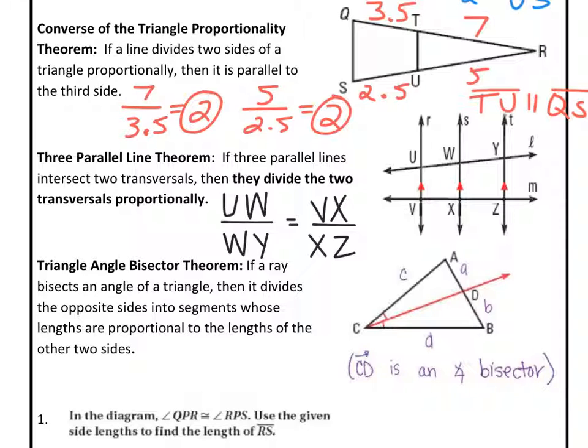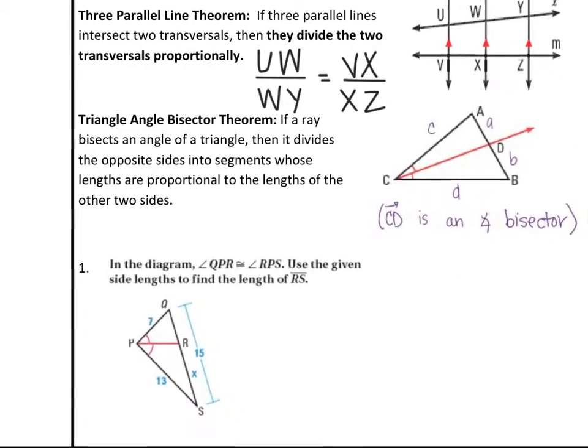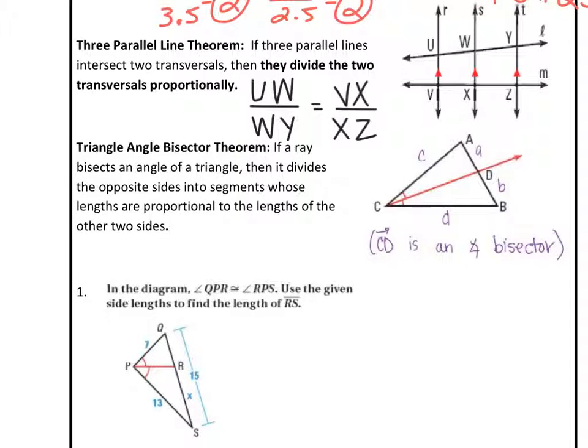And then the last one is angle bisector. Please remember that an angle bisector cuts an angle exactly in half, making 2 smaller congruent angles. So we know we have an angle bisector here because it's marked as such. If you have an angle bisector, it'll divide the opposite side proportionally and the 2 other sides proportionally. So A corresponds to B, and that would be equal to C over D because you have an angle bisector.